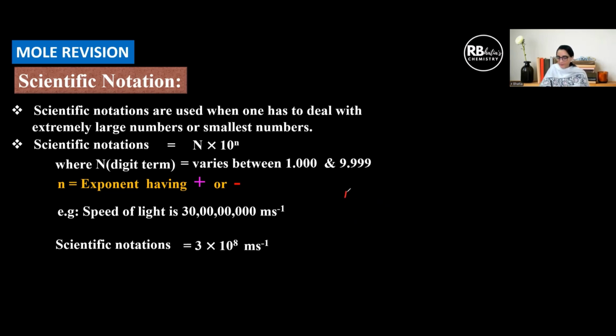I'll give another example. Supposing we had a number 409083. So we assume the decimal to be here. If I have to move this decimal 1, 2, 3, 4, 5 places to the left, that means I'm going to place a positive power. Okay, so this is how we write scientific notation.